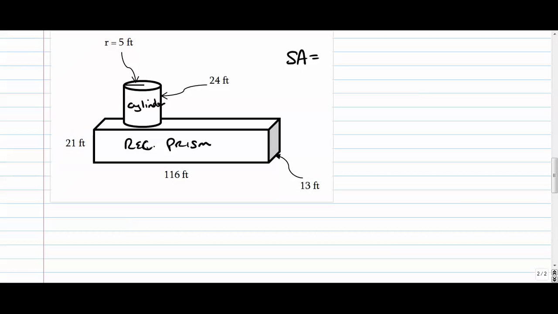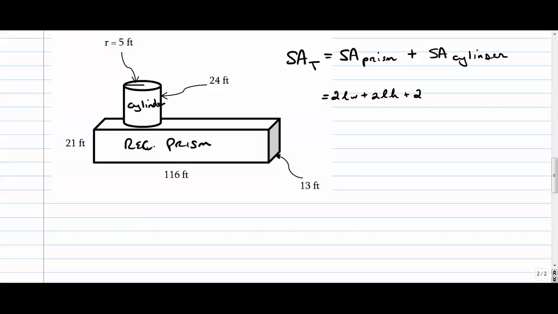So the total surface area is equal to the surface area of the prism plus the surface area of the cylinder. And we'll subtract a few things from that, but that's the general gist of it. So the surface area of the prism, if you remember, is 2LW plus 2LH plus 2WH.